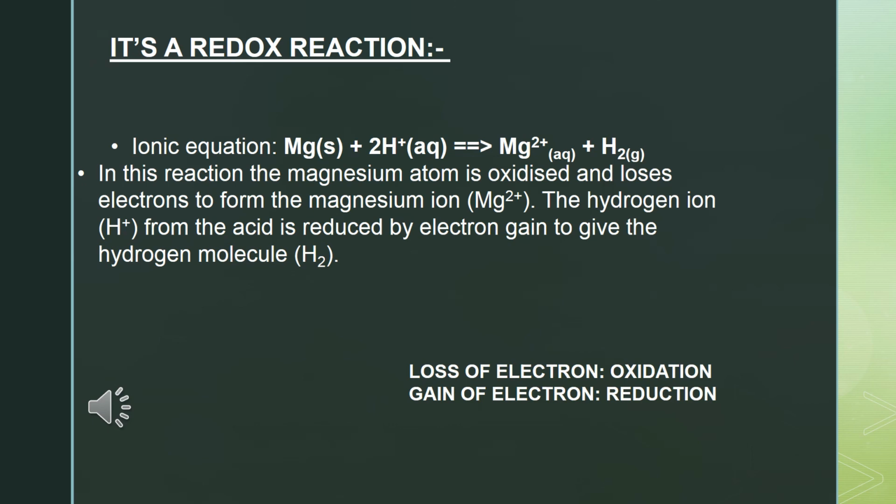You have to remember that the loss of electrons is called oxidation, whereas the gain of electrons is called reduction. In the case of magnesium, oxidation is taking place and it is losing its electrons, whereas in the case of hydrogen, reduction is taking place and it is gaining electrons during a chemical reaction.